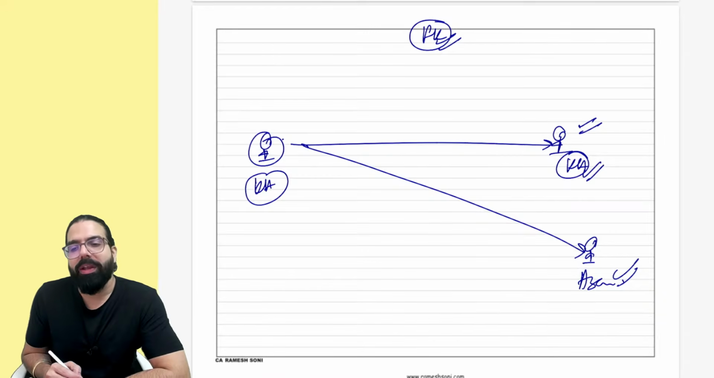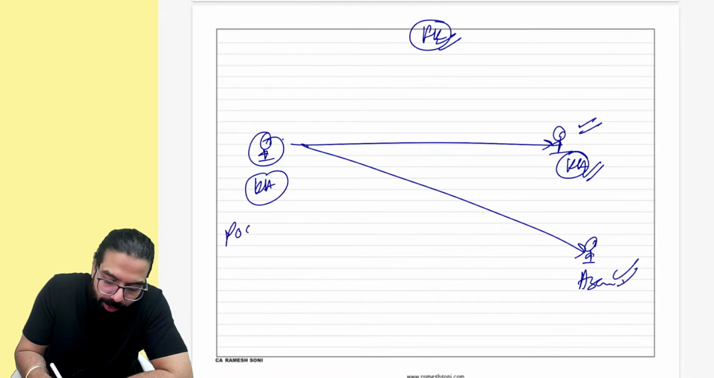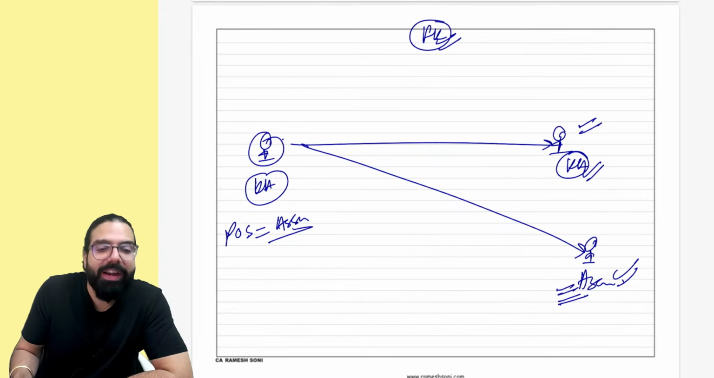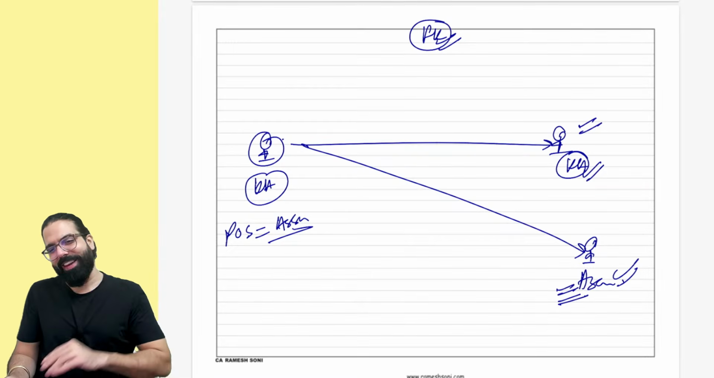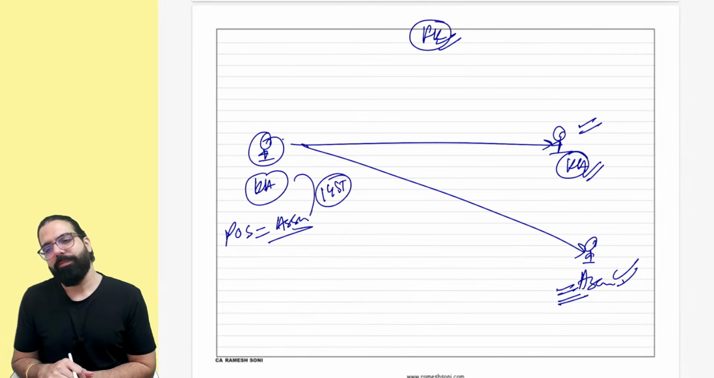Can you tell me, everyone, in this scenario, according to the supplier, what will be the place of supply? The place of supply will be Assam, because that's the destination, that's the delivery address, and GST is a destination-based tax. Done, sir, and hence in this scenario, IGST will be charged.